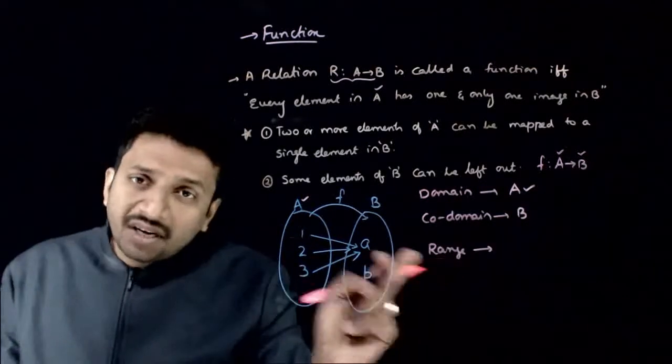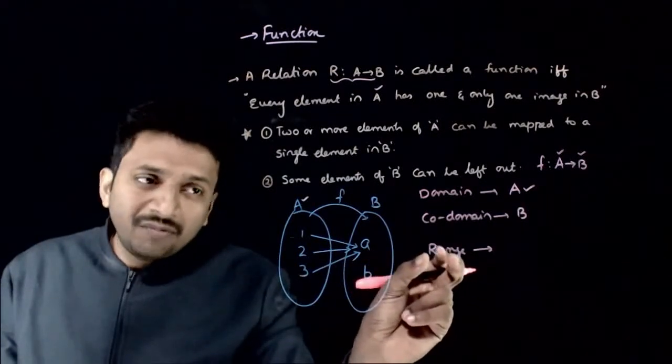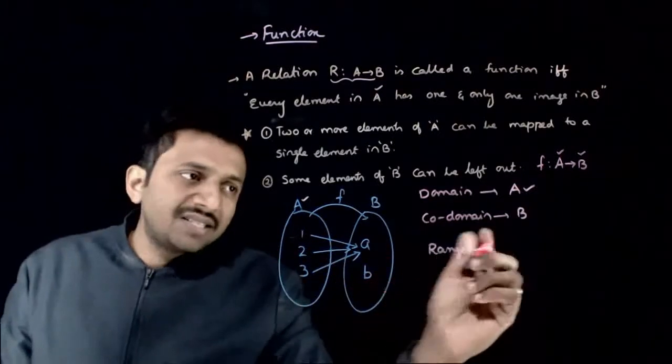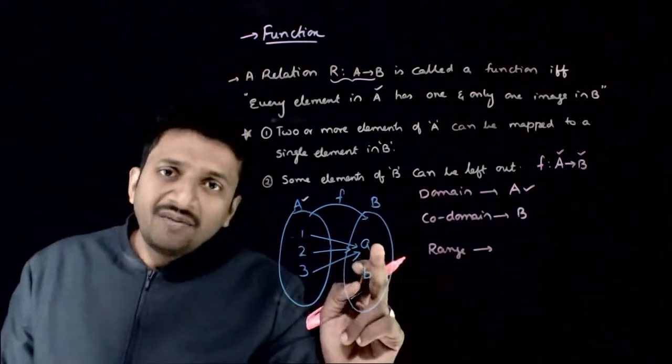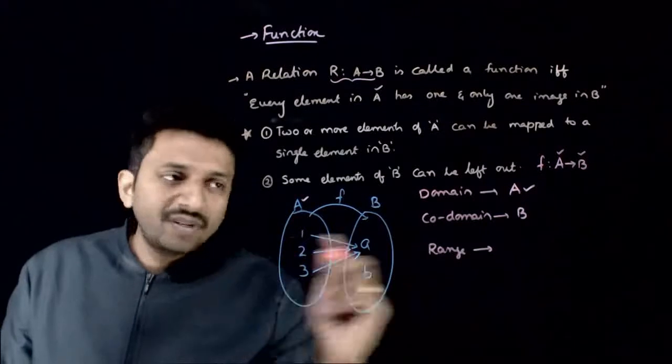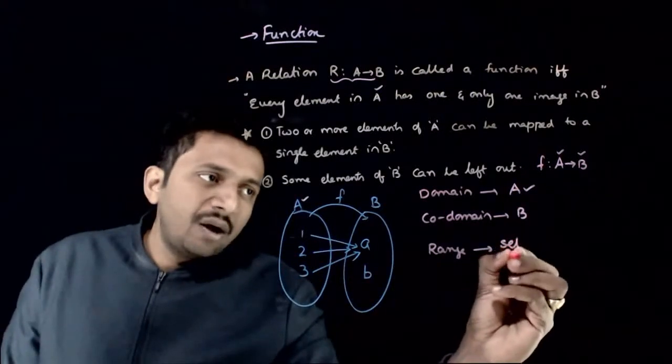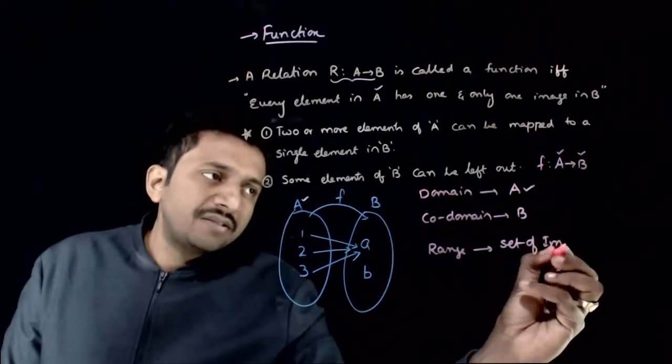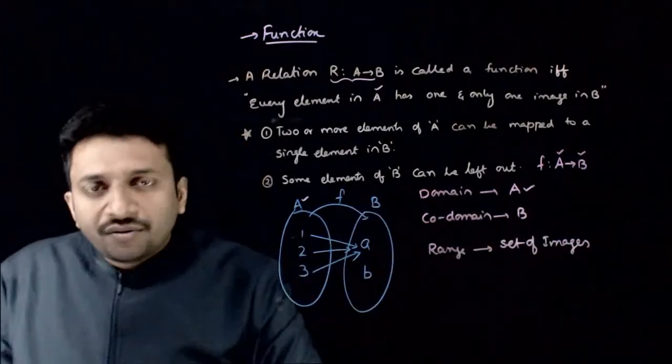And you have a third term which is called range. Range is the set of those elements of B which are mapped from A. That is, this is the set of images. So range is the set of images.